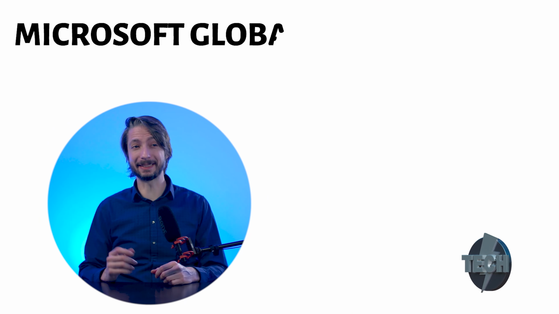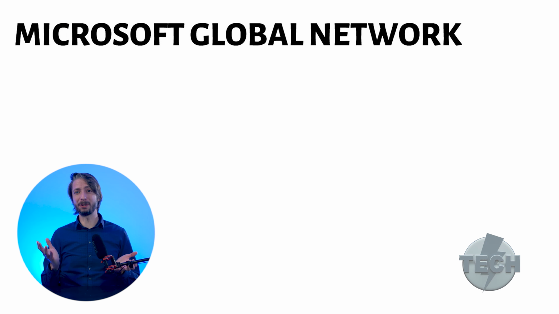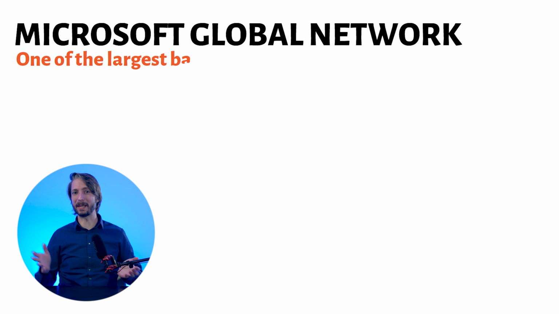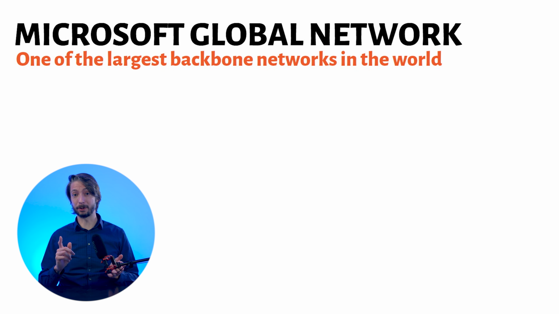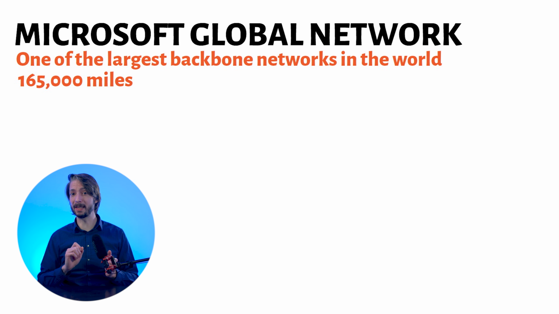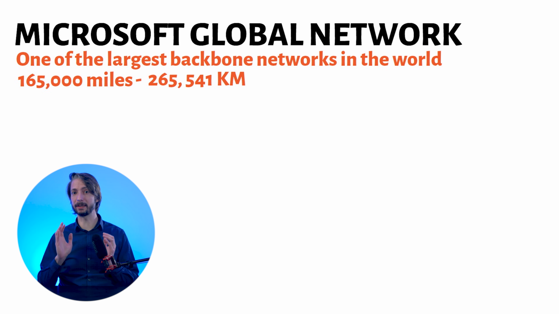Have you ever wondered how Microsoft is connecting to all of its services? Then you're in luck, because I will explore how Microsoft builds and operates one of the largest networks in the world. Exciting stuff, isn't it? The Microsoft Global Network. Now, this is one of the largest backbone networks in the world. This global and sophisticated architecture, spanning more than 165,000 miles, and for us who are familiar with the metric system, that translates to 26,554 kilometers, connects their data centers to customers.